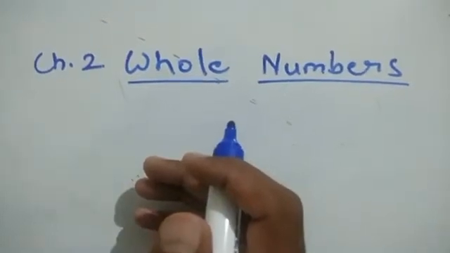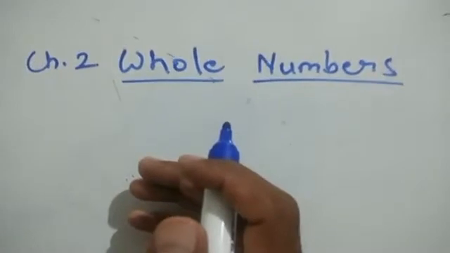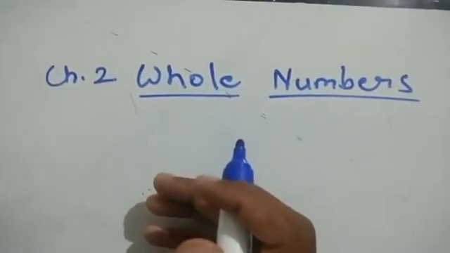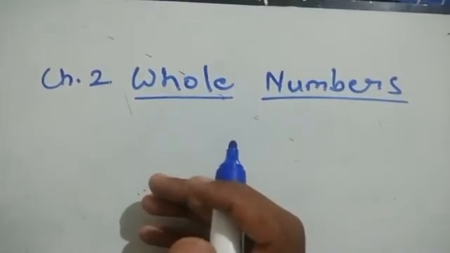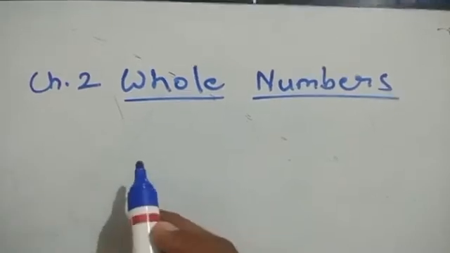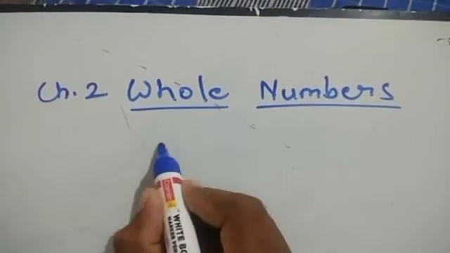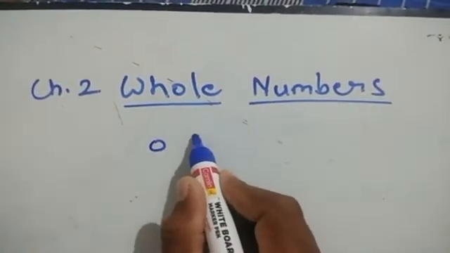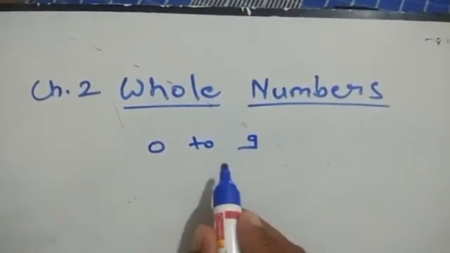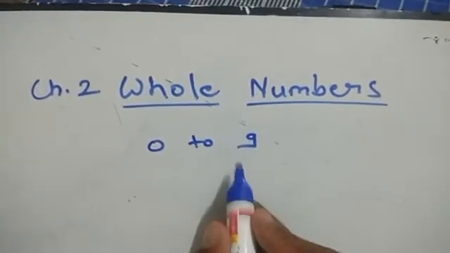Hello students, today we are going to study our next chapter, that is whole numbers. Students, we know that numbers play a very important role in our life. So let's study more about numbers. Students, we know that all the numbers are formed by using only these 10 digits, that are 0 to 9. By using only these 10 digits we can form uncountable numbers.